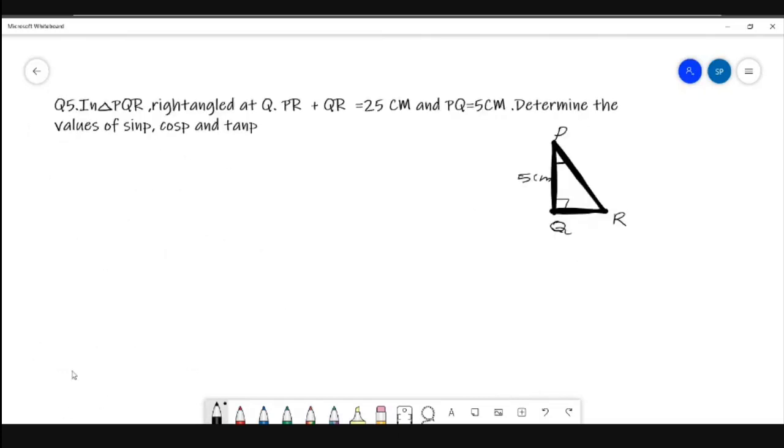Okay. See the last question in this. In triangle PQR, right angled at Q, PR plus QR equal to 25 centimeter and PQ equal to 5 centimeter. Determine the values of sin P, cos P and tan P. So here PQ, one of the sides, is given, and it is also given that the sum of the other two sides, here PR plus QR. So we need to find out the sides of the triangle.